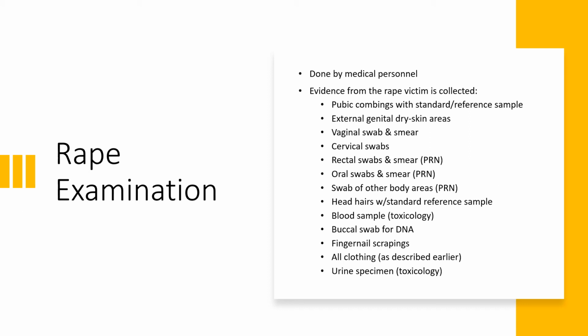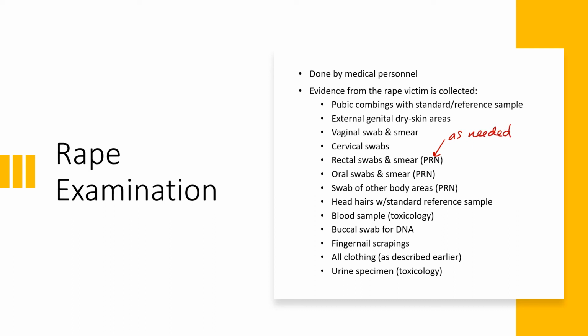A rape examination is done by medical personnel, and evidence from the rape victim is collected. Pubic combings with a standard reference sample from the victim, an external genital dry skin area swab to collect skin cells. They'll take a vaginal swab and a smear, so they're going to take this to look for the presence of semen, blood from the perpetrator, and if they find the perpetrator, to match any kind of dried vaginal secretions on the perpetrator. A cervical swab for similar reasons. Rectal and oral swabs as needed. PRN means as needed.